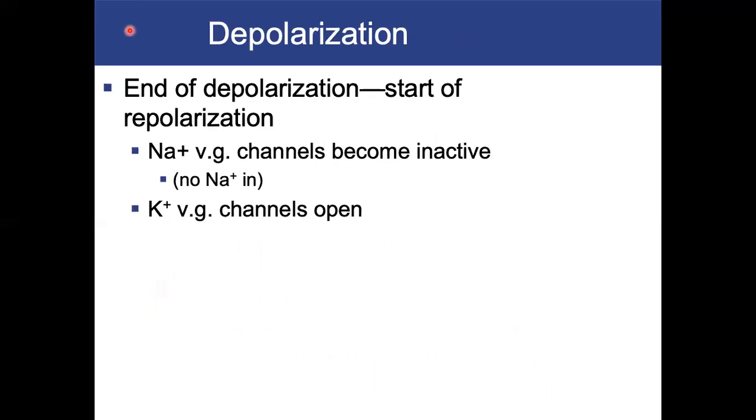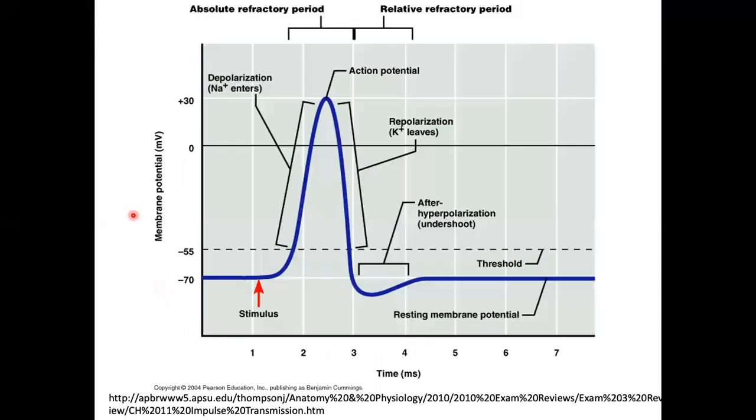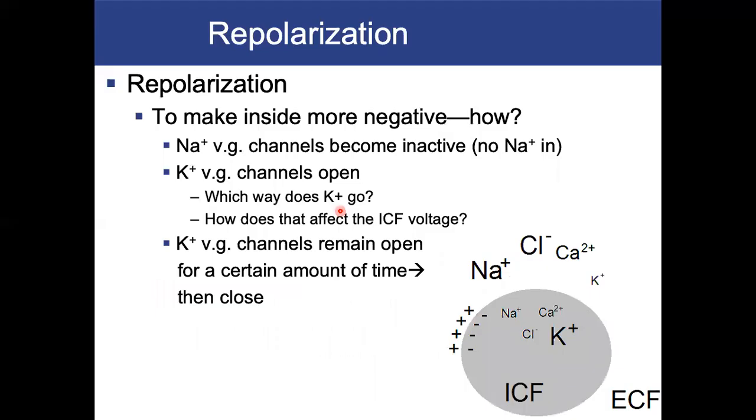Okay. At the end of depolarization, the start of repolarization, your sodium voltage gated channels become inactive, so no sodium is going in, and potassium voltage gated channels open. So now it's potassium's turn. So potassium is going to rush where? In or out? Good, it's going to rush out. Okay, so right here, potassium is going to rush out. So we're in repolarization. It makes inside more negative, right? Potassium voltage gated channels open. They're going to stay open for a certain amount of time and potassium rushes out.